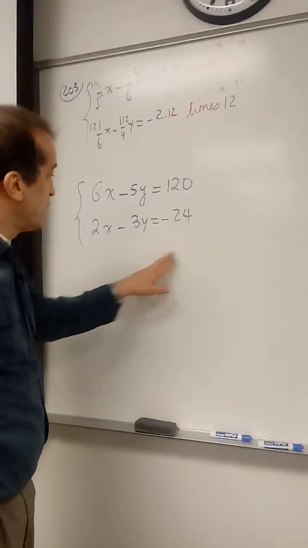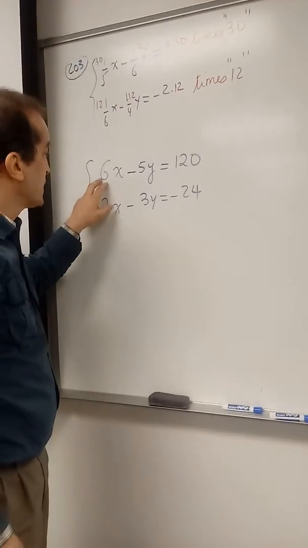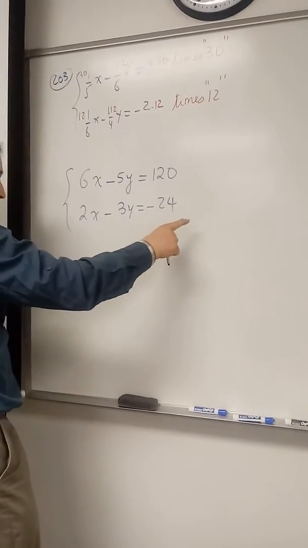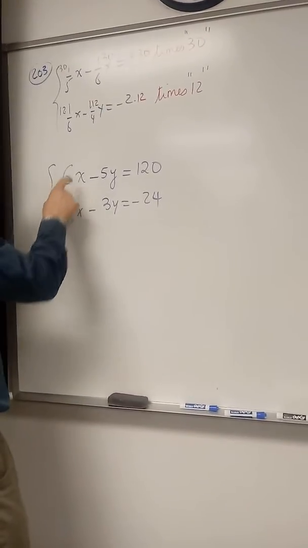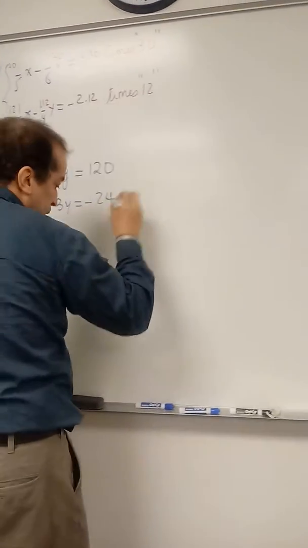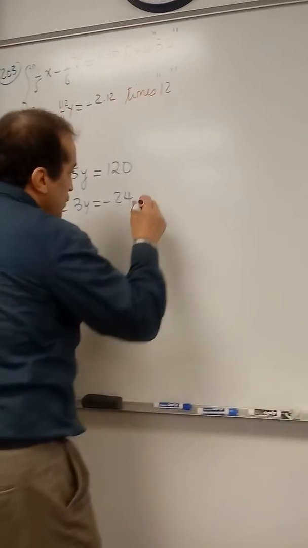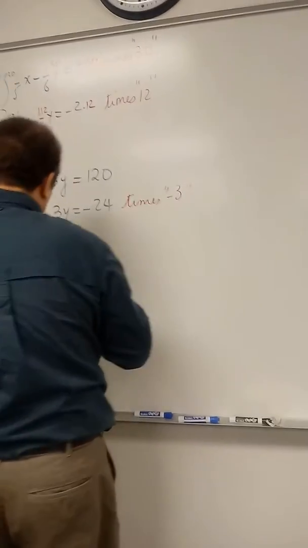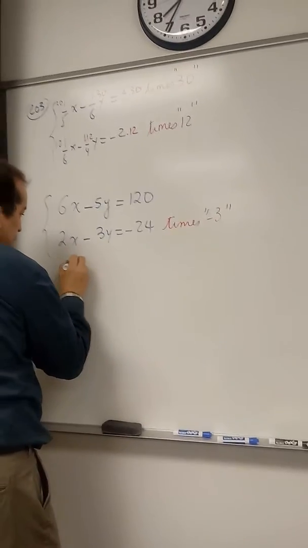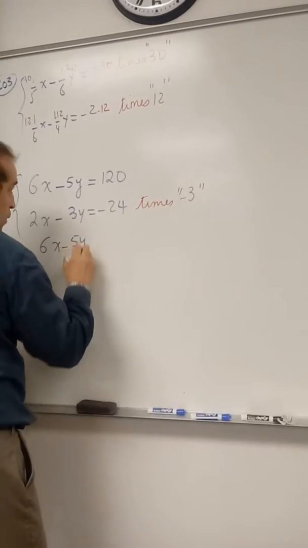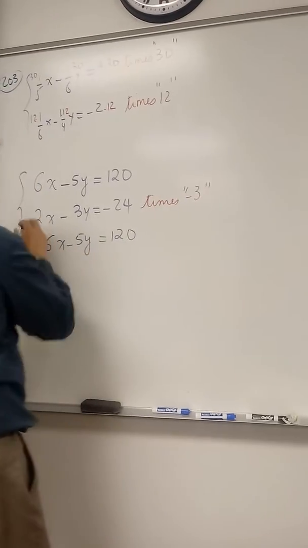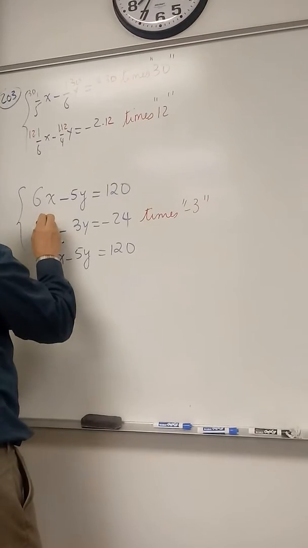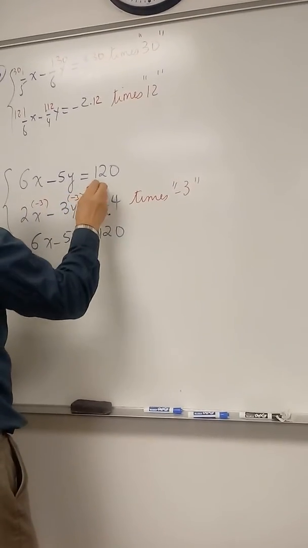Look at the second equation. It has a 2x here. First equation has 6. If we want to use the addition method, we could multiply the second equation by minus 3. So 2 times minus 3 will give us minus 6, and it cancels the 6. So times minus 3, second equation. We leave the first equation alone, okay? 6x minus 5y equals 120, and then 2 times negative 3 is negative 6. So times negative 3, times negative 3, times negative 3.